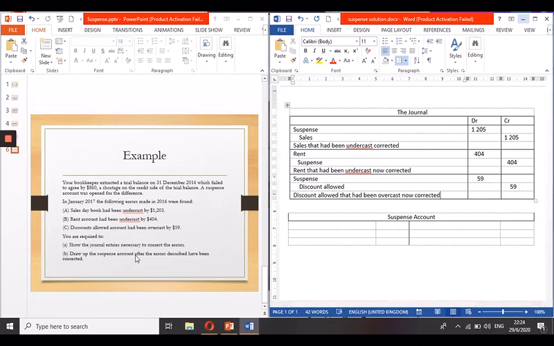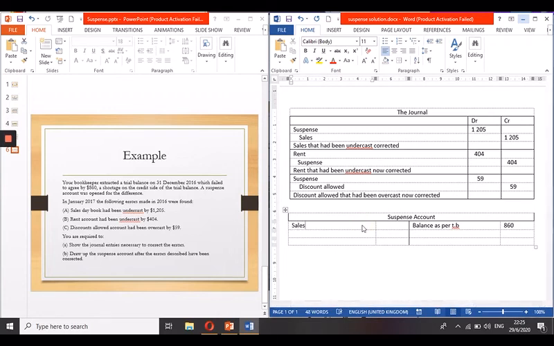Draw up the suspense account after the errors described have been corrected. Now the errors have been corrected, we now need to draw up the suspense account. And from our question, we had that the suspense account had a balance of $860. That was on the credit side. So the balance, that is the suspense account balance as per trial balance, it was 860. So we then just enter these sales 1,205. We enter it on the debit side.